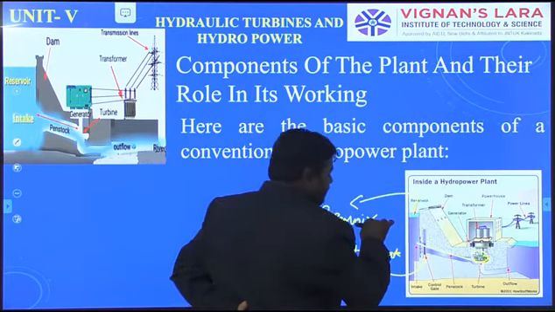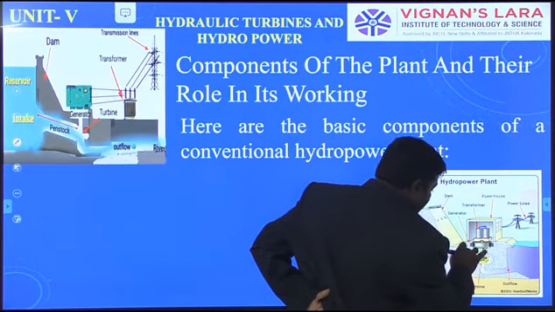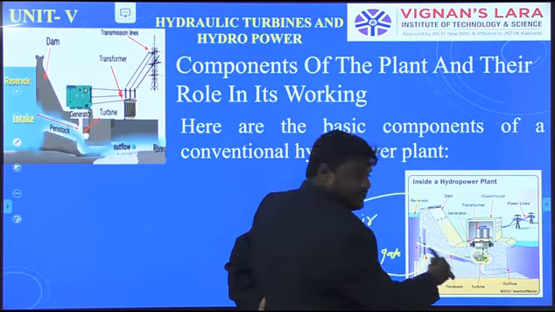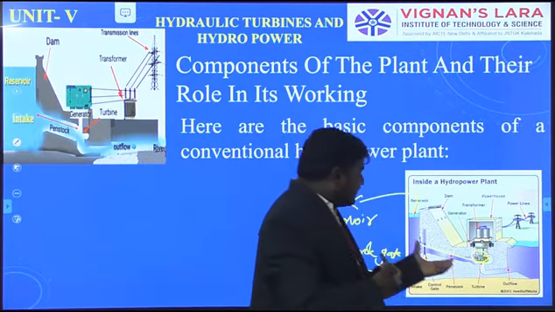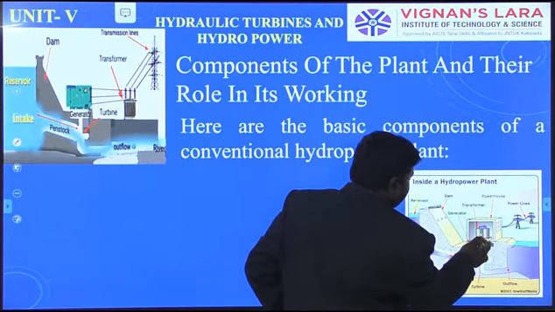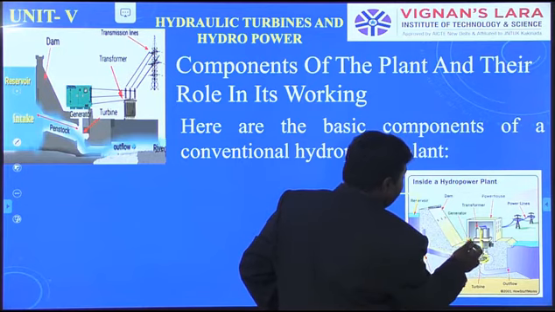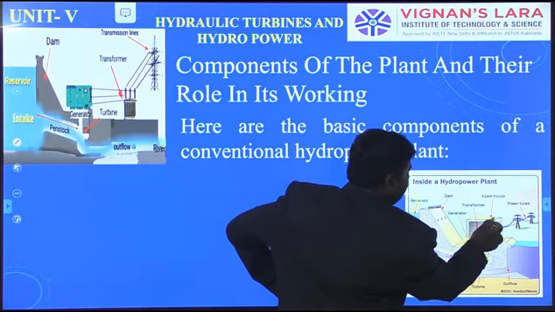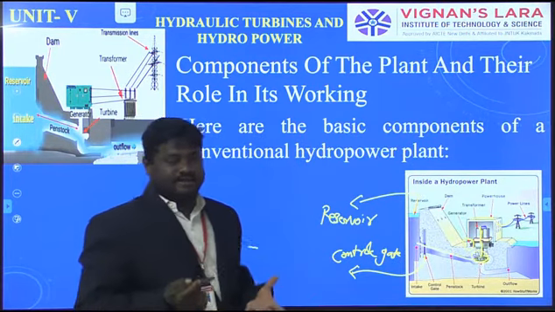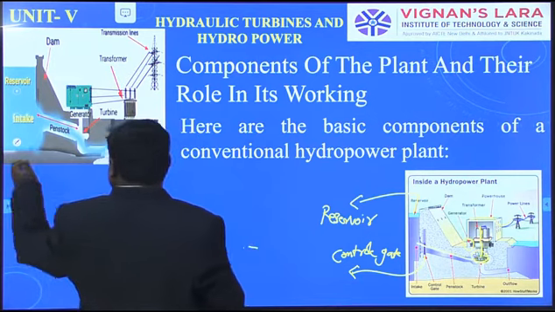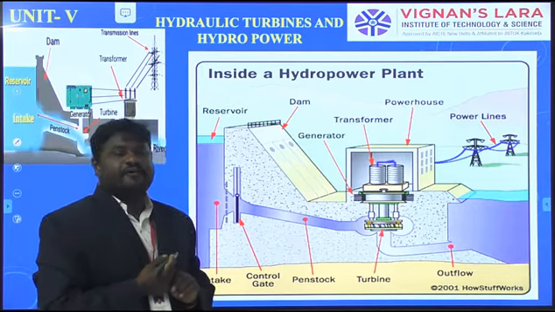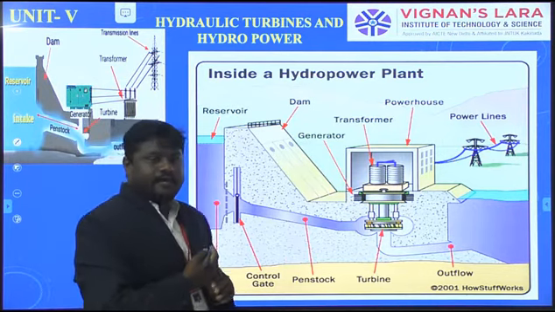When the water forcefully strikes inside the turbine, the turbine wheels will be rotated. After that the shaft will be rotated. Then the magnetic field. This is the transformer. With the help of the generator and transformer, the powerhouse produces the power. These are the transmission lines or power lines. Then we utilize the power.